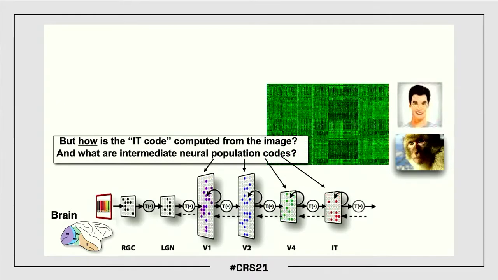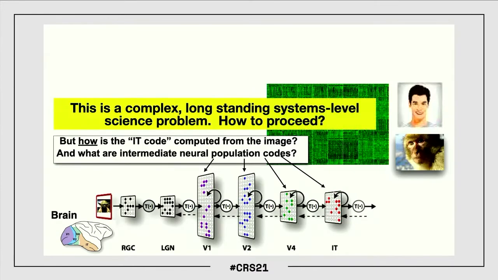So the real thing I want to talk to you about for most of the talk today is how this code is computed from the image. There are all these intermediate representational spaces that are computed, and somehow the image is transformed up through this network to these useful patterns in IT cortex. And we knew this was a long-standing problem that could not be solved by one lab. It's a long-standing systems level science problem.